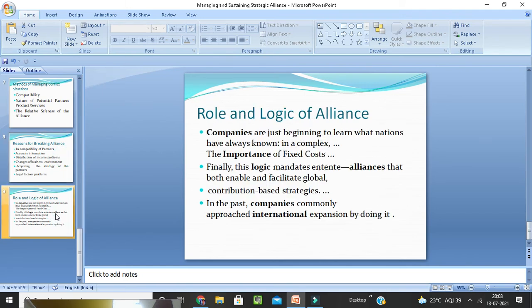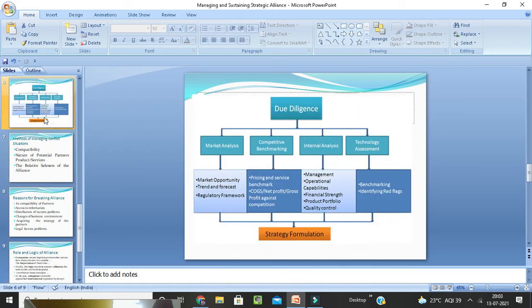Then next one is the logistic, that means finally logistic, markets and alliances that both enable and facilitate globally contributed based strategies. Lastly, in the past, companies commonly approach international expansion by doing it. So these are the due diligence things. Now, what is the role of alliances? Alliances play a very important or vital role in today's market conditions.